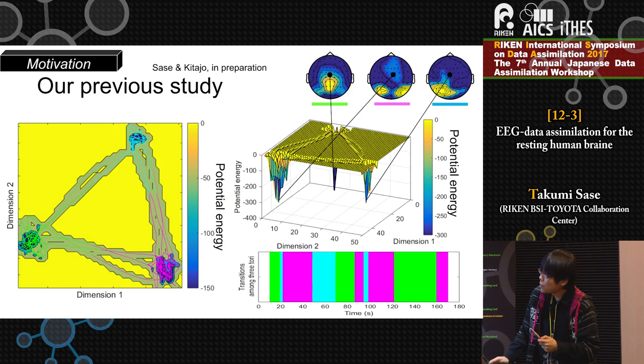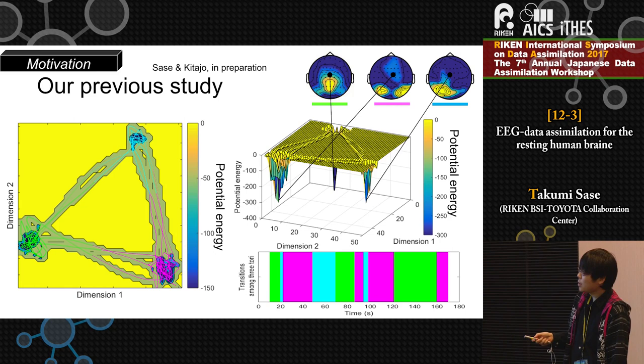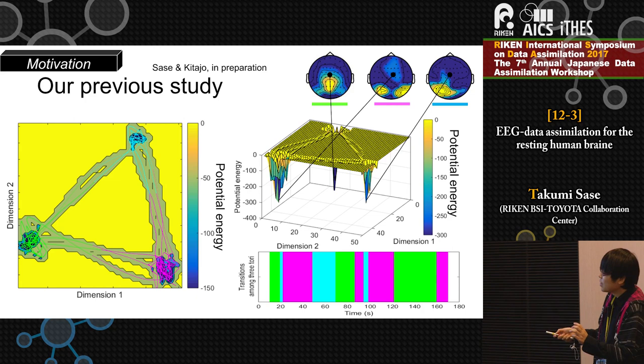And this is our previous study. Now we are preparing to write a paper. We have found three metastable states coexisting in the resting human brain. This is a trajectory of EEG dynamics. The colors correspond to these head maps. This is a 3D case. Clearly and visually, three attractors coexist, and this is a time course of transition. The trajectory slowly transitions from green to blue to magenta.